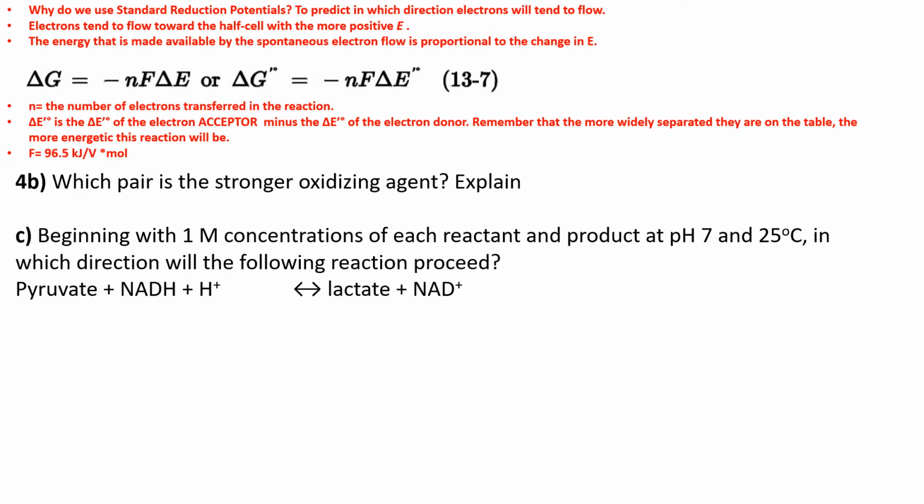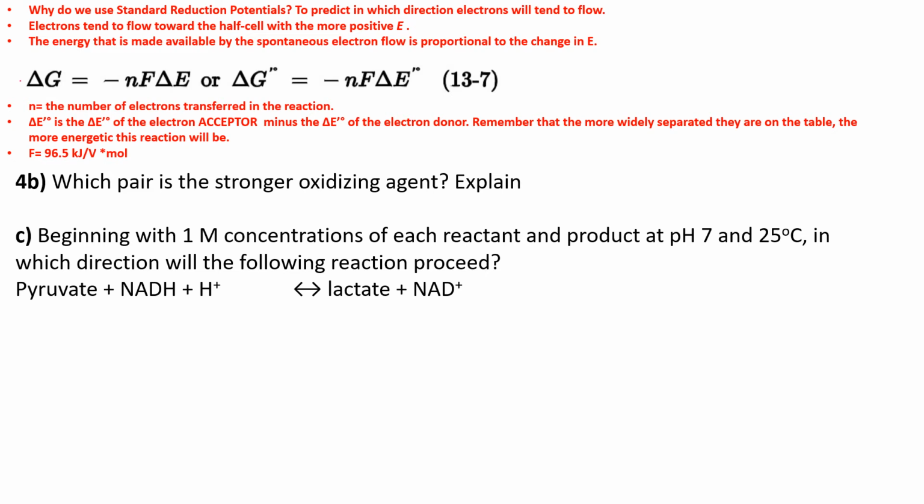Okay, so here's some more information from your book. Why do we use the standard reduction potentials? To predict in which direction electrons will tend to flow. Electrons tend to flow toward the half cell with a more positive standard reduction potential. The energy that is made available by the spontaneous electron flow is proportional to the energy change in the reduction potential. So we use the formula, equation 13-7, that you see here.